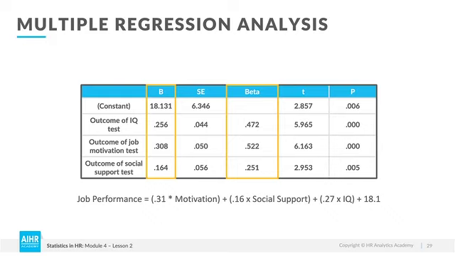By changing the unstandardized beta coefficients into standardized coefficients, by subtracting the mean of each variable from each of its values, and then dividing these new values by the standard deviation of the variable, we get the following formula. Job performance is 0.52 times motivation, plus 0.25 times social support, plus 0.47 times intelligence.